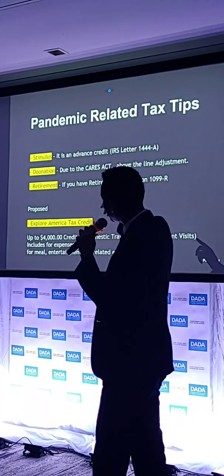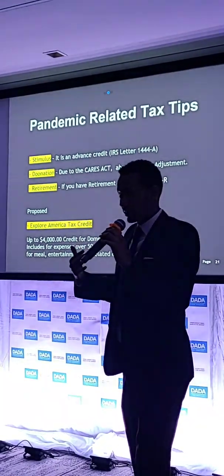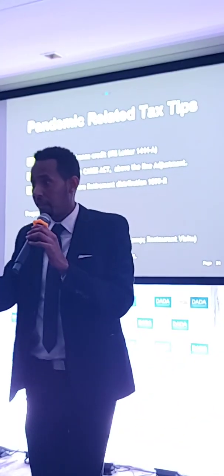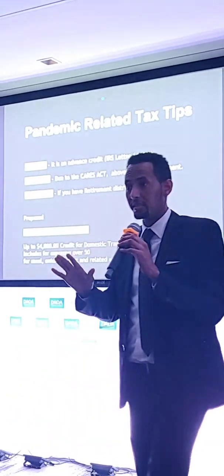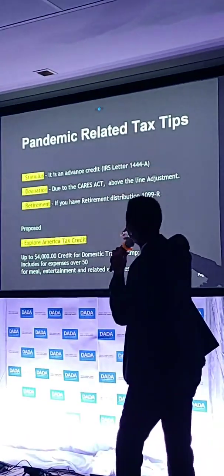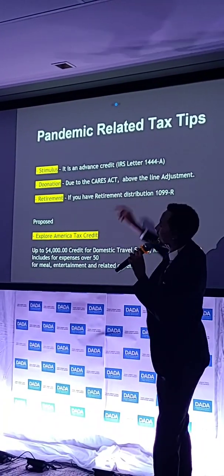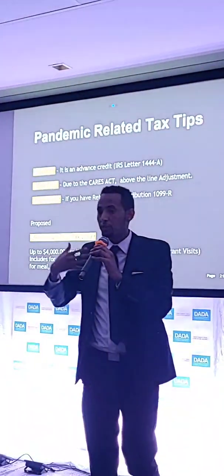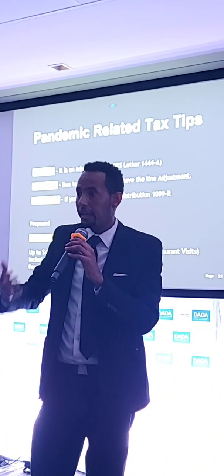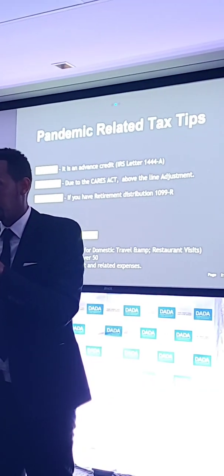The first one is stimulus. It's an advance credit. I received the 1,200. I'm sure everybody has received it. But if you haven't, don't worry. You will receive this 1444A. All of us will receive this form. And once you have this form, it has to be included in your taxes. It's an advance credit that you have received.